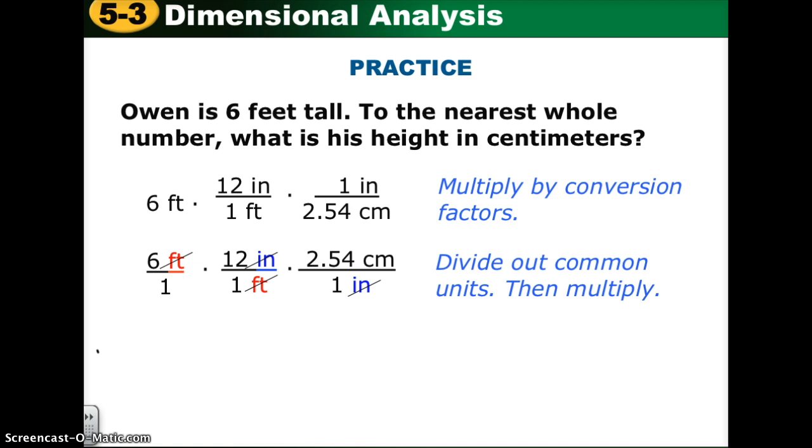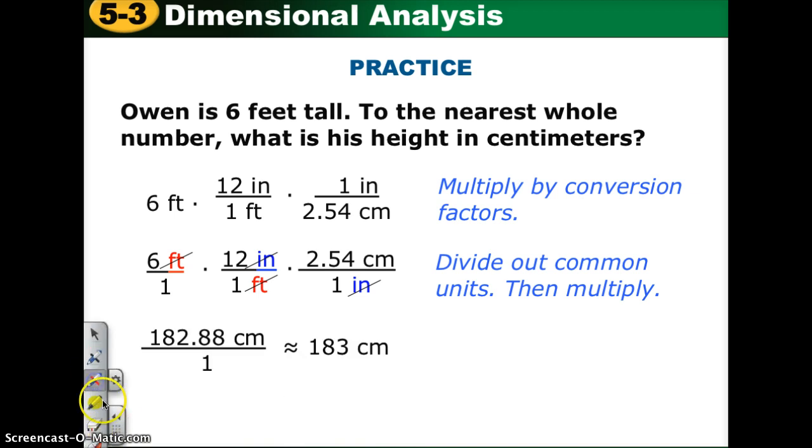How do we know where our numbers go? Well, we know that in 1 foot there are 12 inches, and in 1 inch there's 2.54 centimeters, which we saw on the previous screen. Now we just multiply, and how did we do that? We just multiplied straight across those three numbers, and we end up with a whole number of 183 centimeters.